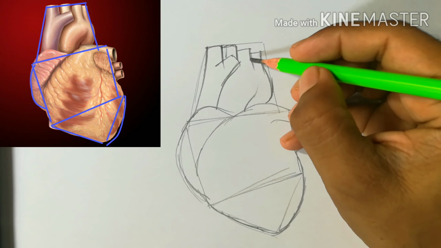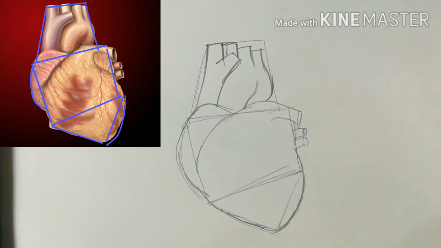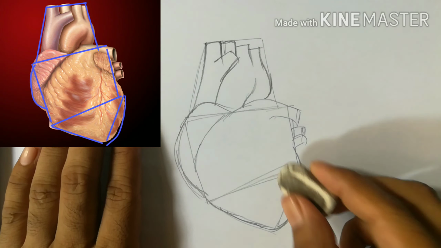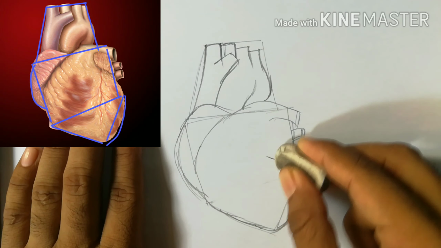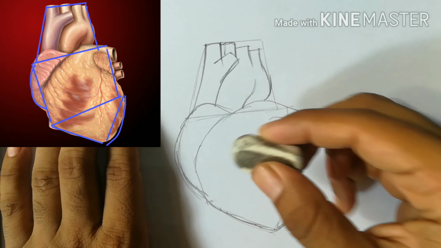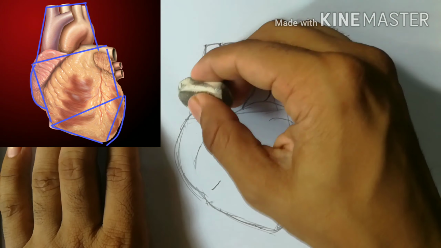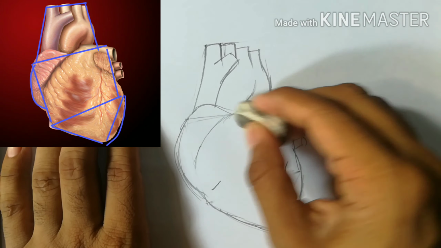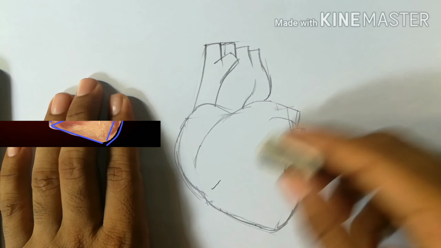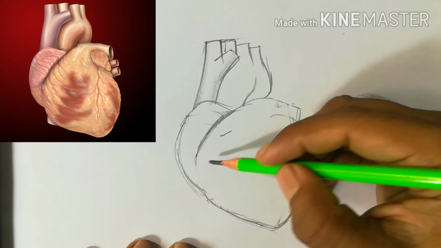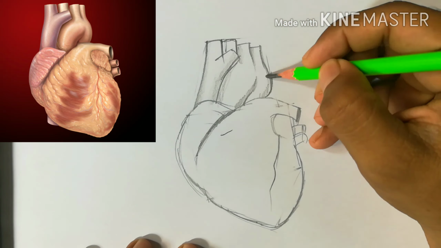Now we are done with the basic outlines. Now we just need to add details. We can go hours and hours and add as much details as possible. So first of all we have to rub the unnecessary lines, and then we can proceed with the detailing process. In our upcoming videos, I shall definitely discuss the detailing process.